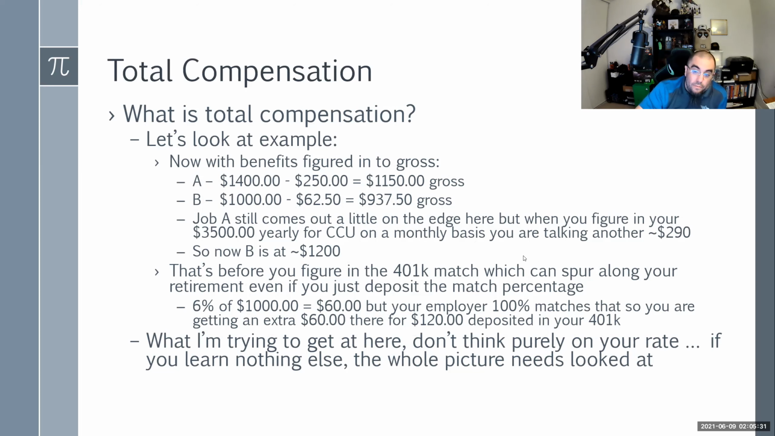And that's before you figure in the 401k, right? So in the case of, say, 6% of $1,000, $60, but your employer matches 100%. So for every $60 you put in, your employer's putting in $60, you get $120 put in your 401k. What I'm trying to get at here is don't purely think of the rate that you get paid. Look, if you learn nothing else, the whole picture needs to be looked at.